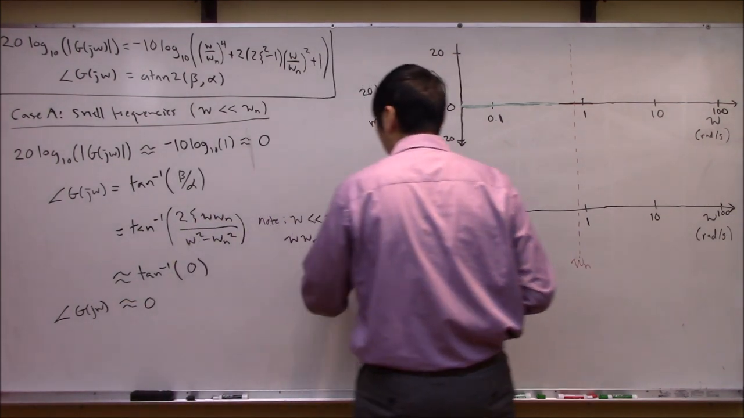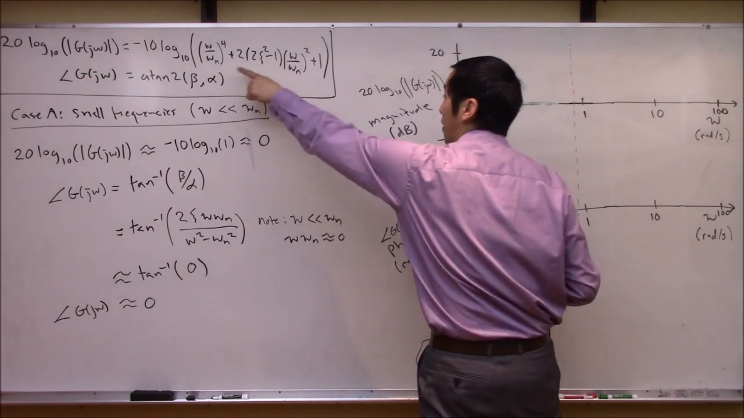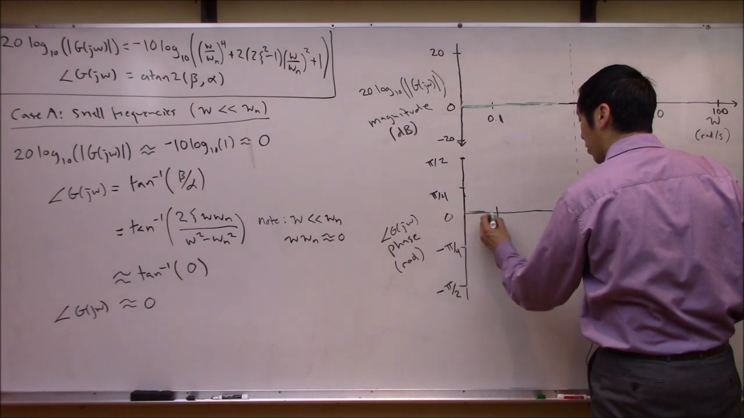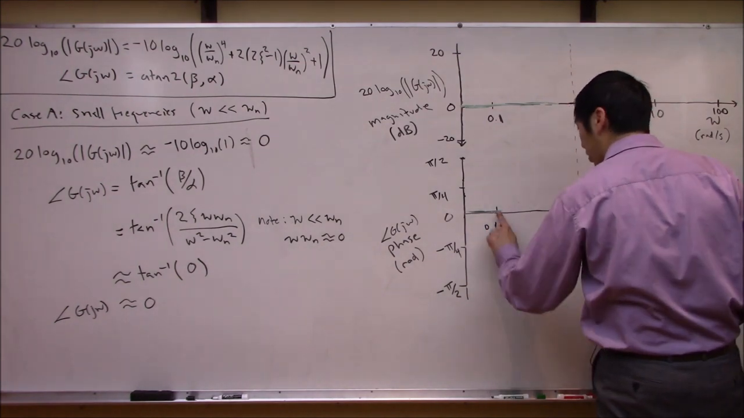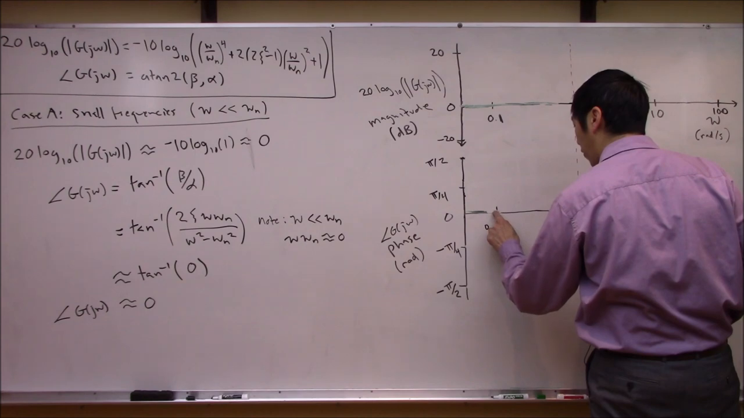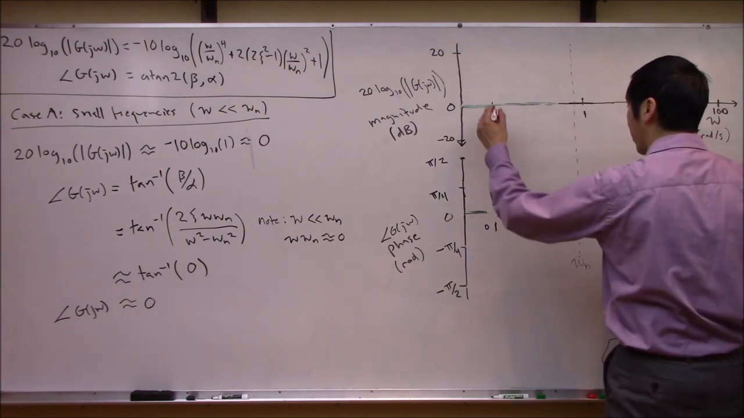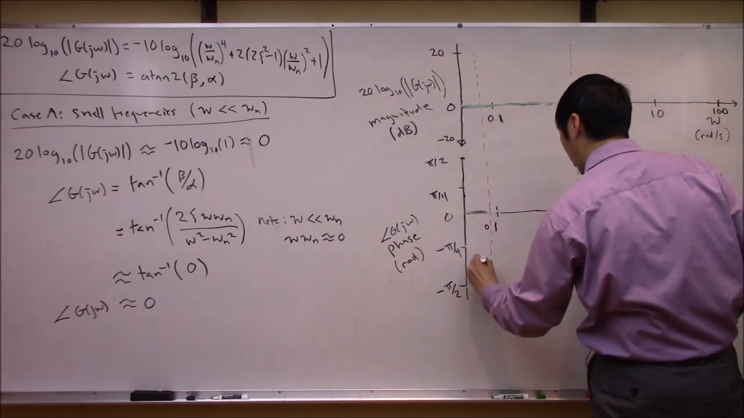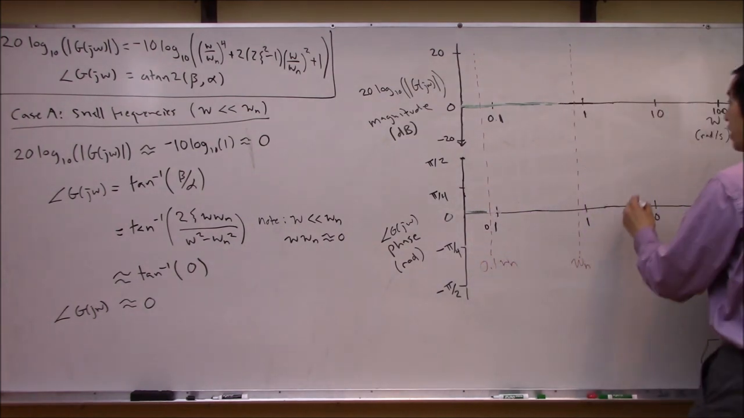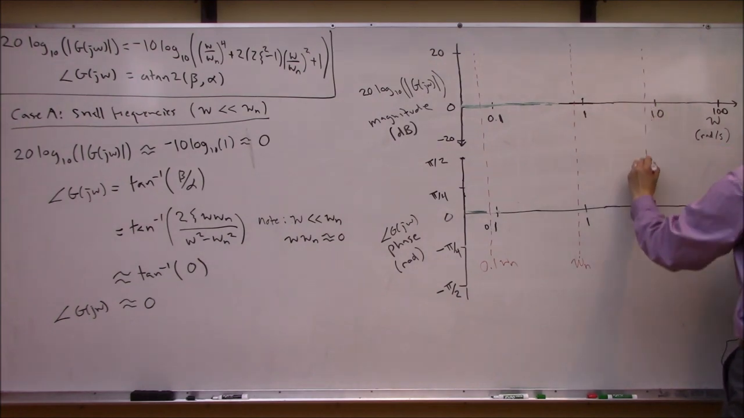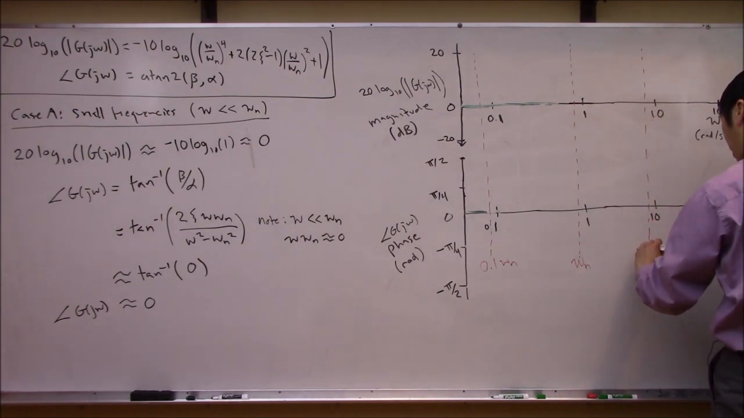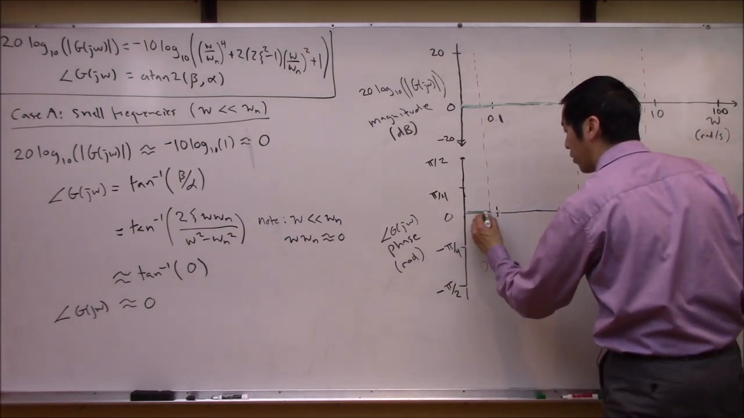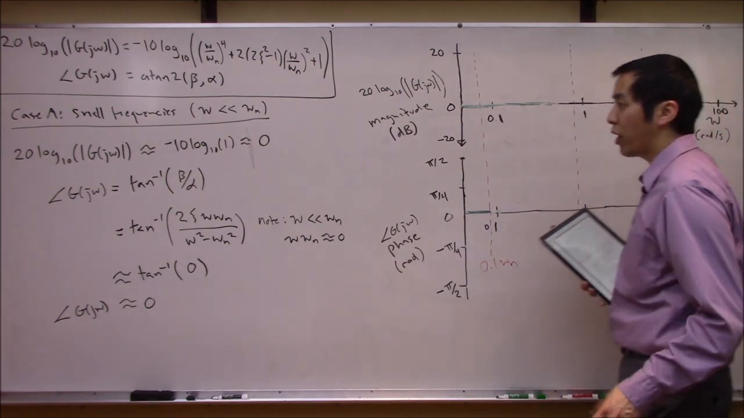And again, this assumption breaks down a lot faster than the assumptions for the magnitude. So we can still draw this as starting here at zero, but just like we did earlier, let's stop a decade away from omega n. So let's draw another line here for 0.1 times omega n, and let's do one decade above. That would be over here. So here's 10 times omega n. Great, so we're going to approximate the phase as being zero at low frequencies. Okay, great. Let's keep rolling.